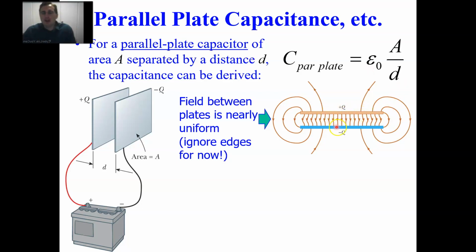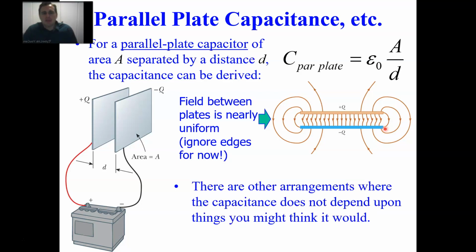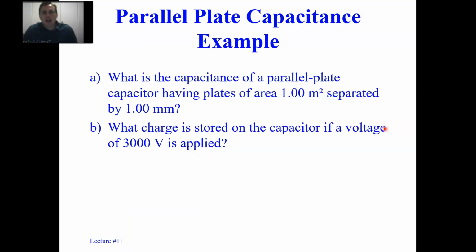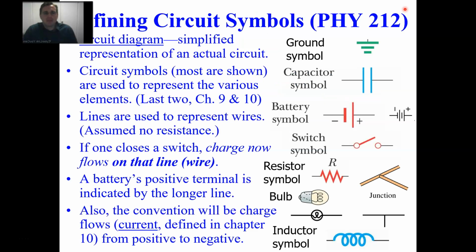Note that between 2 parallel plates, the electric field is nearly uniform. And notice that there are edge effects, but for the sake of this class, we ignore those edge effects. They can actually get quite complicated, so we won't get to that level of complexity. And there are other arrangements where capacitance does not depend upon things you might think it would. Again, we're not getting into other complicated geometries in this class, but we move on. I will come back to this parallel plate capacitance example when I do the example problems lecture videos.